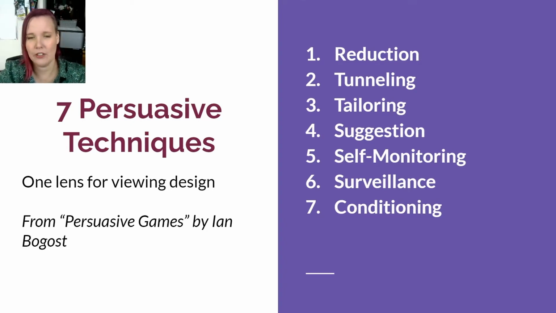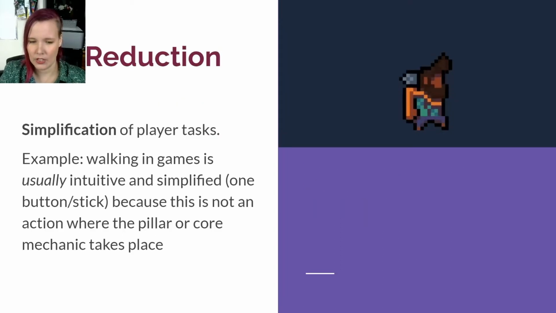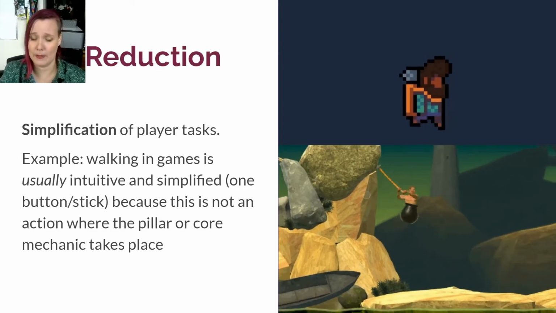And therefore, we're going to use these persuasive techniques to narrow them in on the course that they're going to be doing. So we've got reduction, tunneling, tailoring, suggestion, self-monitoring, surveillance, and conditioning. The first is reduction. This is a simplification of player tasks.